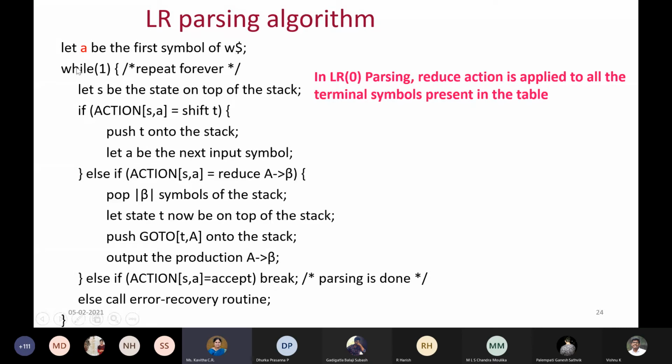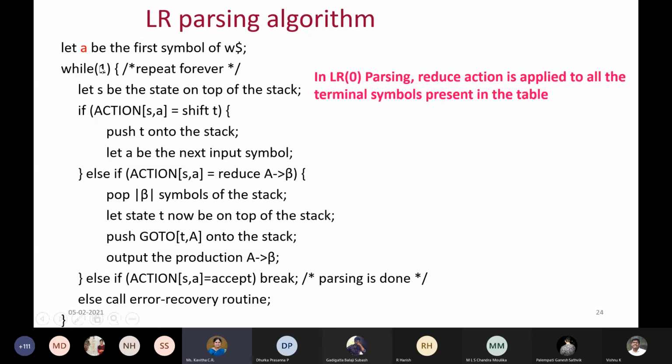And this loop is running through, why? Because we have certain actions to be done. For all the states we have to do that, right? Either we have to shift, or we have to reduce, or we have to accept, or it will be an error. These are the 4 situations that can occur.